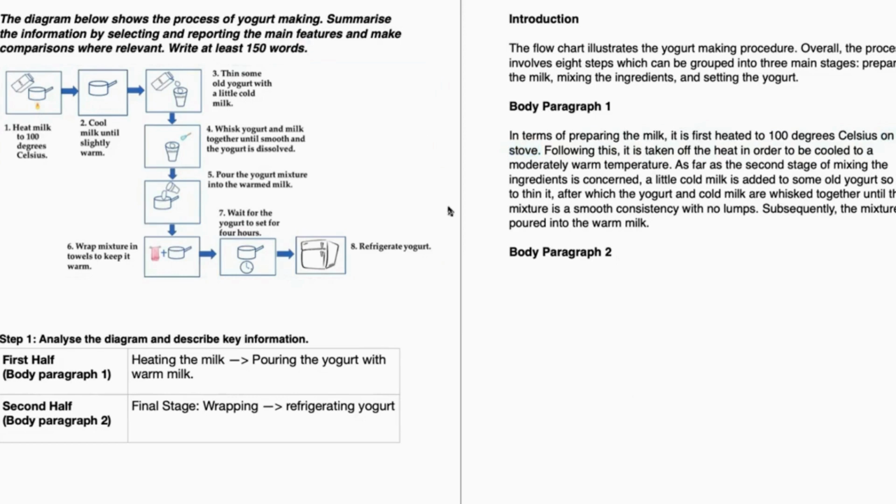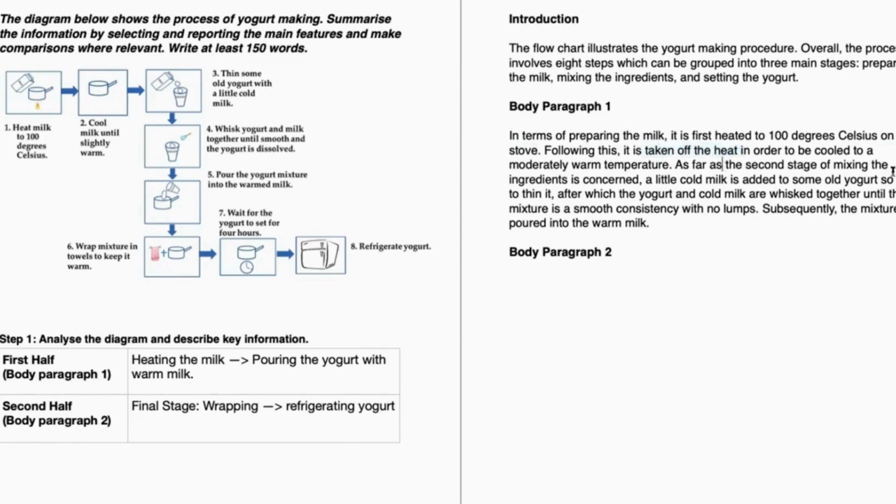Now, this isn't absolutely imperative. Again, it helps with the word count, and it also tells the examiner that you are familiar with language, with different vocabulary words, and it definitely doesn't hurt. It adds something quite important to your essay. Then I said that it is taken off the heat in order to be cooled. So I've also added this as well. It's not just going to be heated and then cooled automatically. So I said it is taken off the heat.